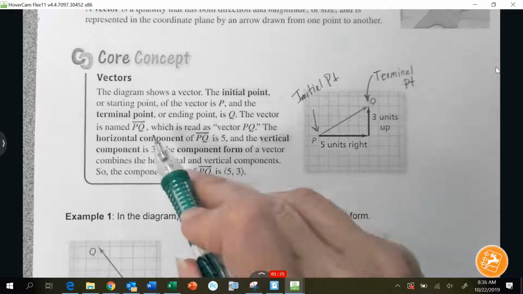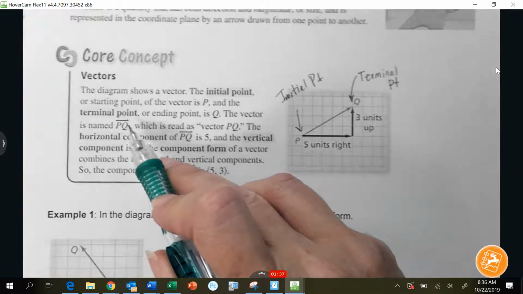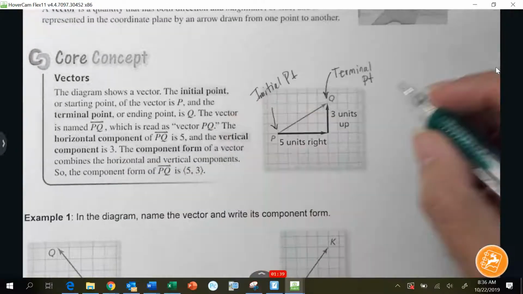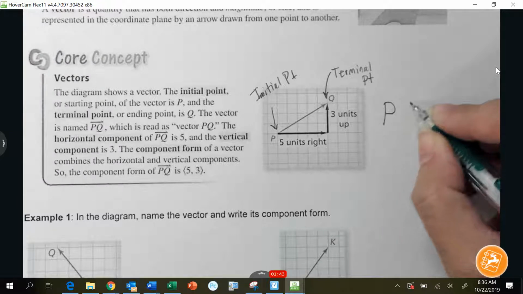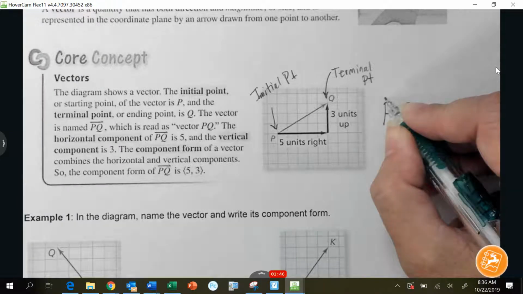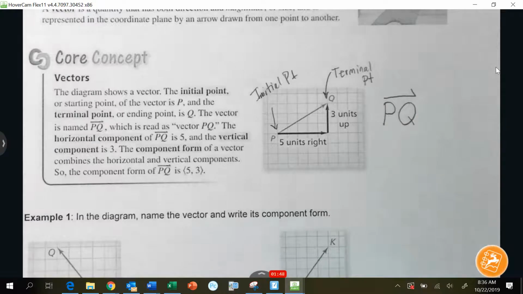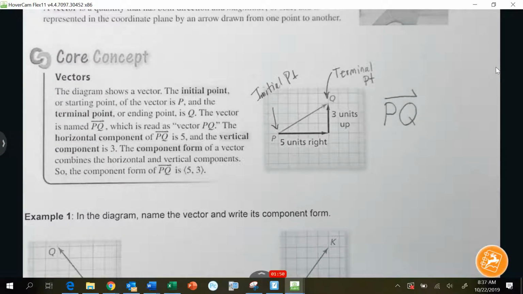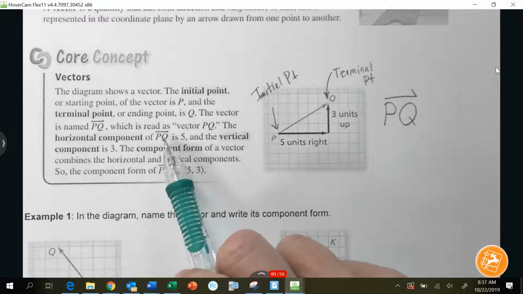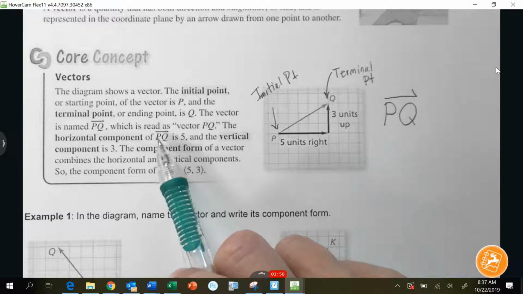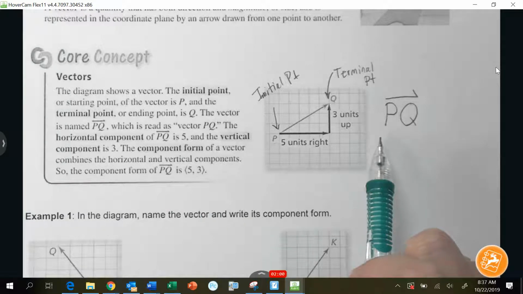Now this is really hard to show. It's hard to see. We don't have the best printing capabilities here. So I'm going to show you bigger what it looks like. It looks like PQ, and then right above it is a half arrow. That's what the vector symbol is. It's a half arrow. We read this as vector PQ.